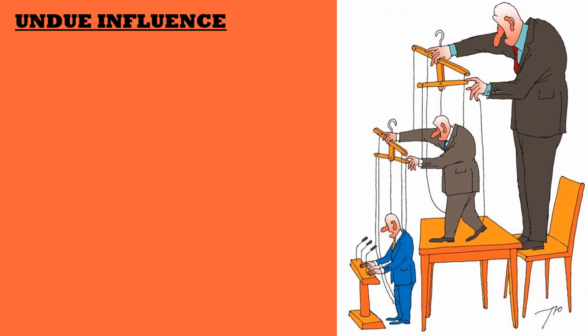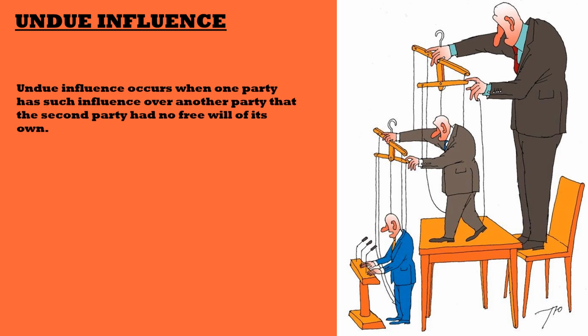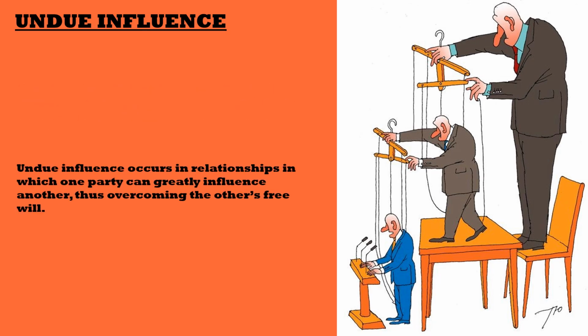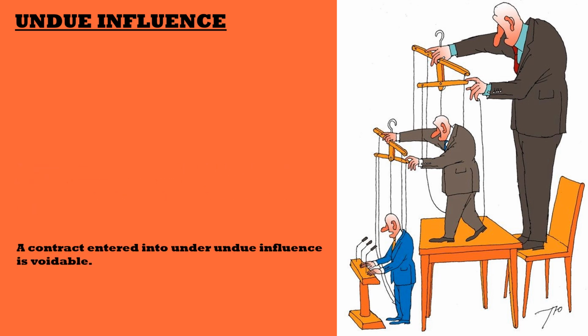Our next offense is undue influence. Undue influence occurs when one party has such influence over another party that the second party has no free will of its own. Undue influence occurs in relationships in which one party can greatly influence another, thus overcoming the other party's free will. A contract entered into under undue influence is voidable.